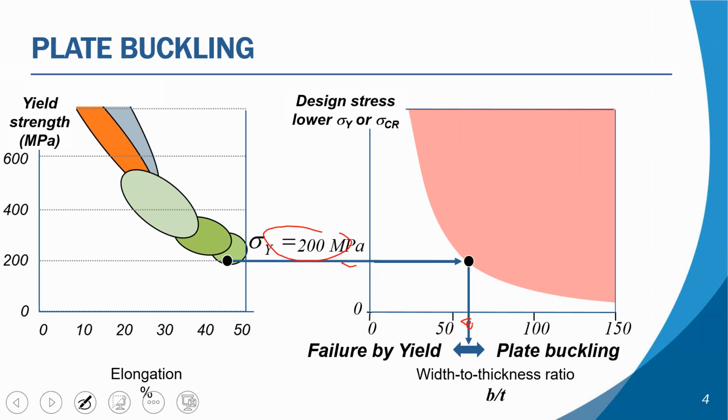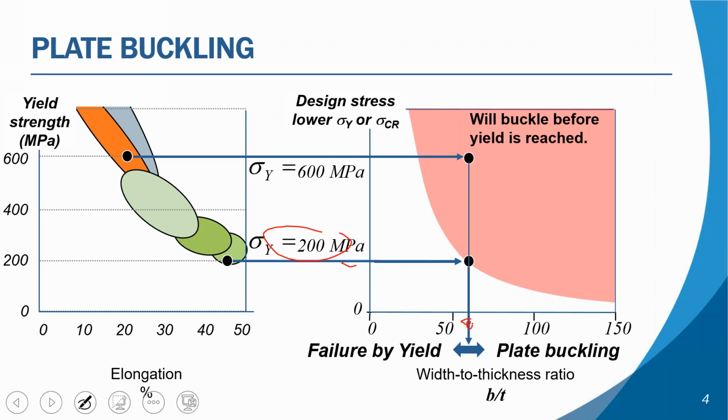200 is kind of on the low end of the yield stress for the material. Let's just take this same plate and substitute a grade that has a yield stress of 600. So we see that what will happen is that we'll never really reach that yield stress. We'll buckle before we reach that. Okay, so we're not getting the full benefit of the material.